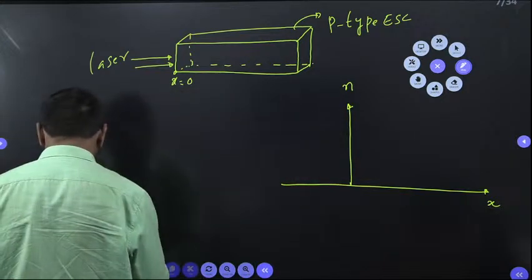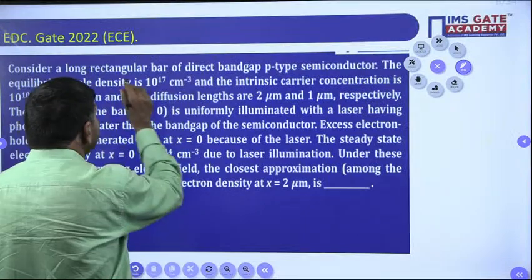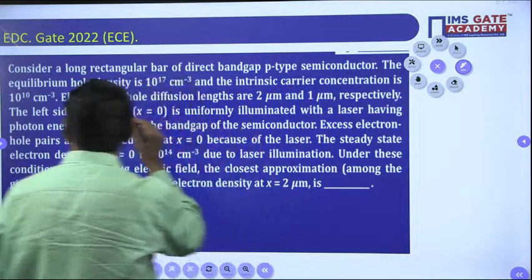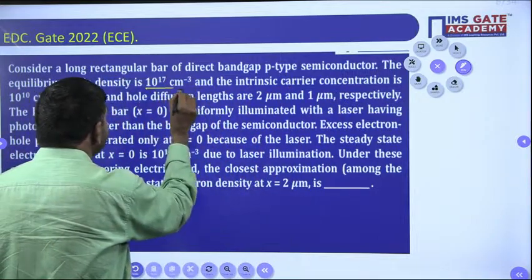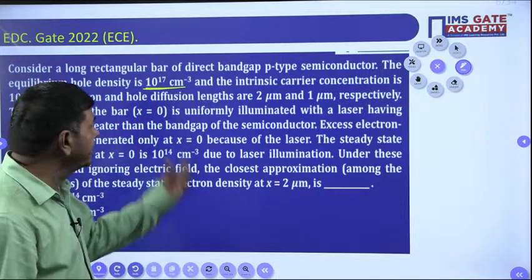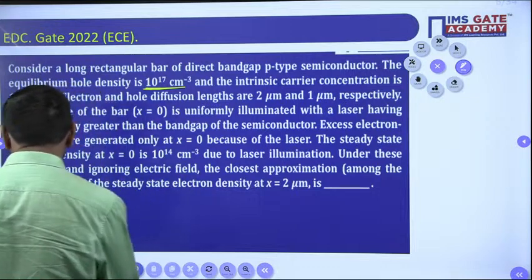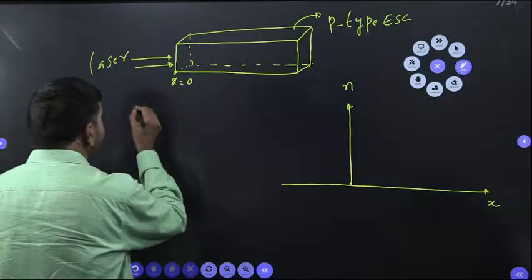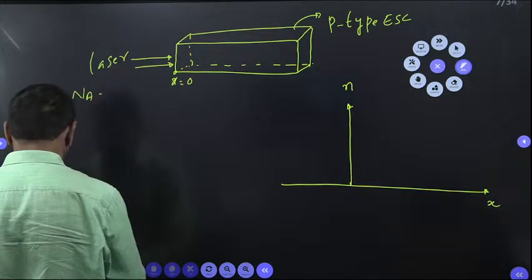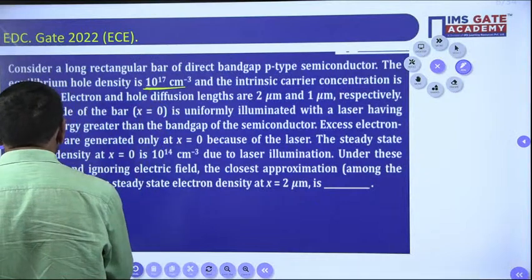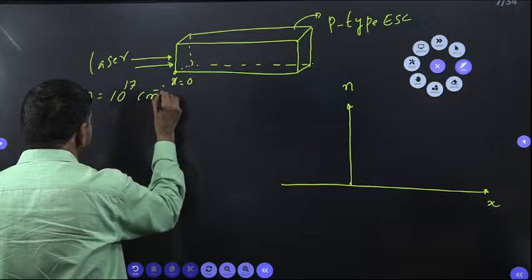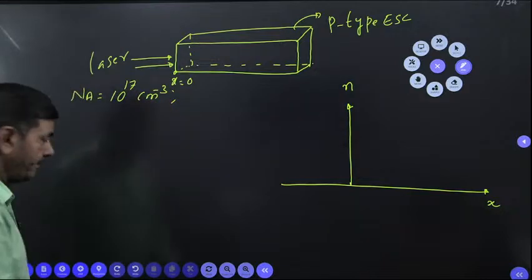What data is given in this problem? Consider a long rectangular bar of direct band p-type semiconductor. The equilibrium hole density is 10 power 17 per cm cube. Hole density means the acceptor concentration is given here. Na is given in the problem. Na, the acceptor concentration, is equal to 10 power 17 per cm cube. One value we got here.